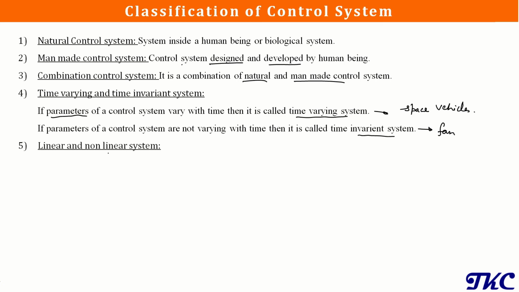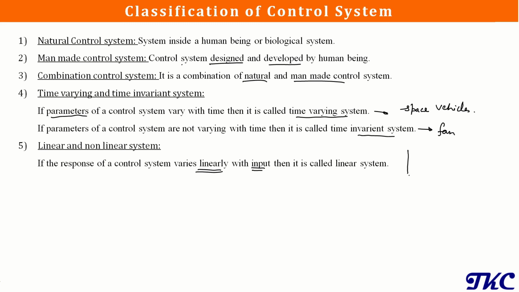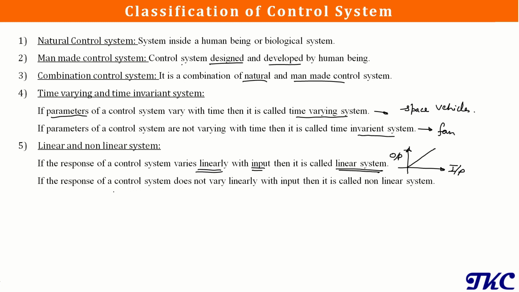Then we are having linear and non-linear system. If the response of a control system varies linearly with respect to the input, so if we plot a graph of input versus output and it is linear, then that system is called a linear system. Similarly, if we are having a control system whose response does not vary linearly with input, like if we plot input versus output and it behaves non-linearly, then that kind of system is called a non-linear system.